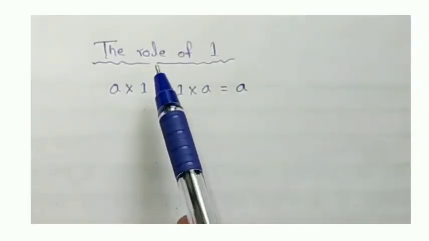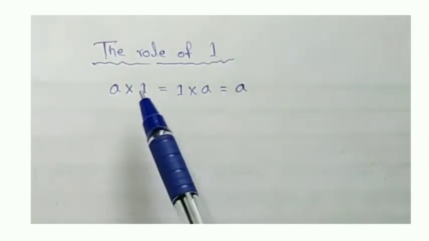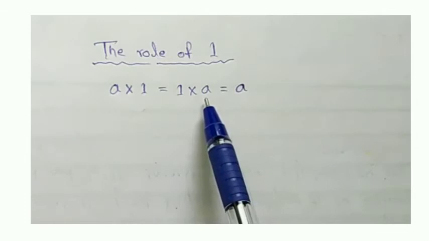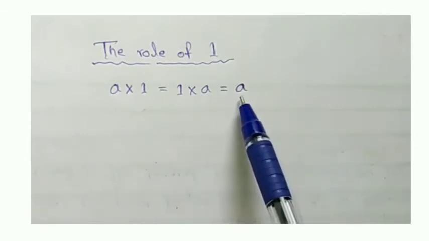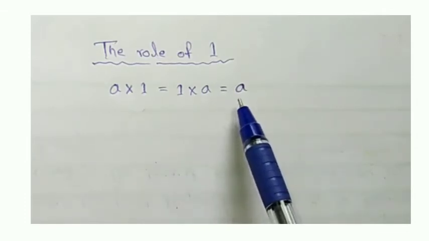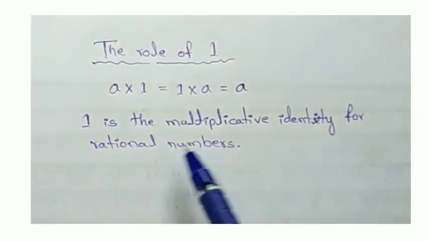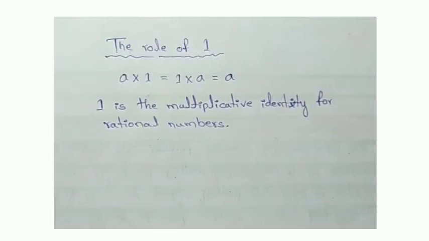Now the role of 1. If you multiply any number with 1, or 1 with any number, again you will get that same number. That's why 1 is the multiplicative identity for rational numbers.